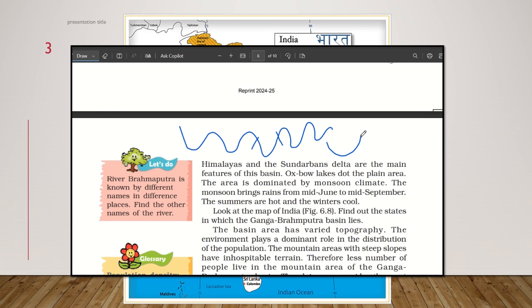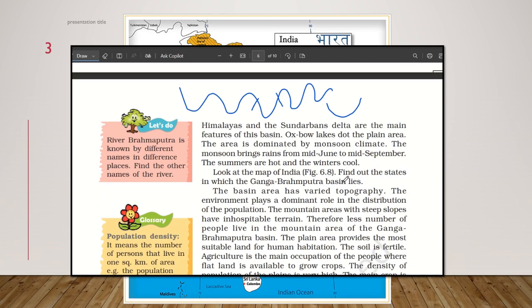The area is dominated by monsoon climate. The monsoon brings rains from mid June to mid September. The summers are hot and the winters cool. This is the type of climate in the Ganga Brahmaputra basin.